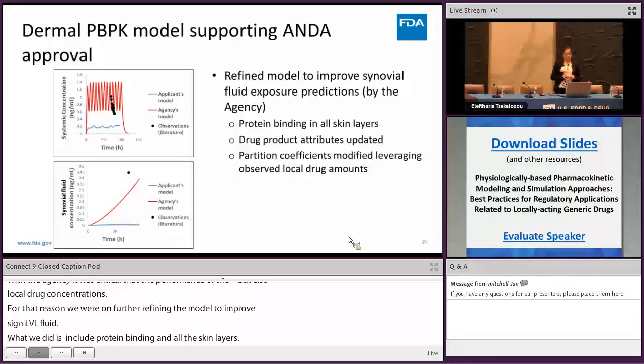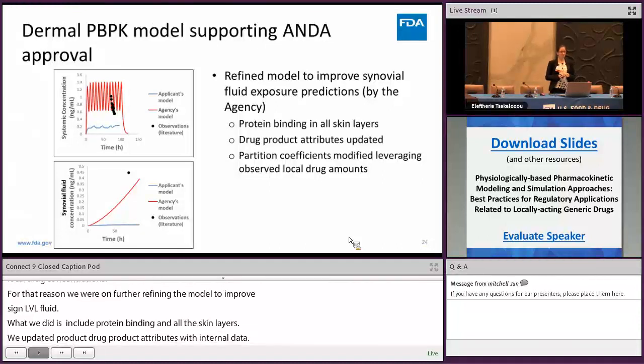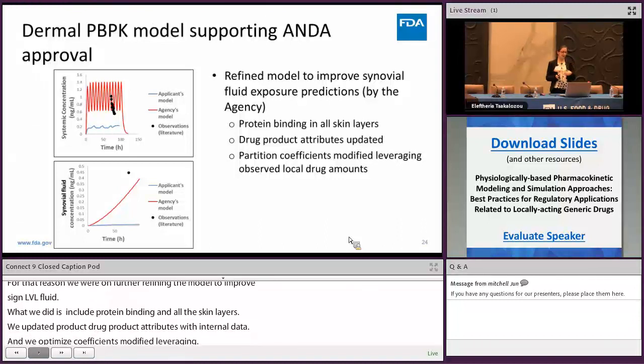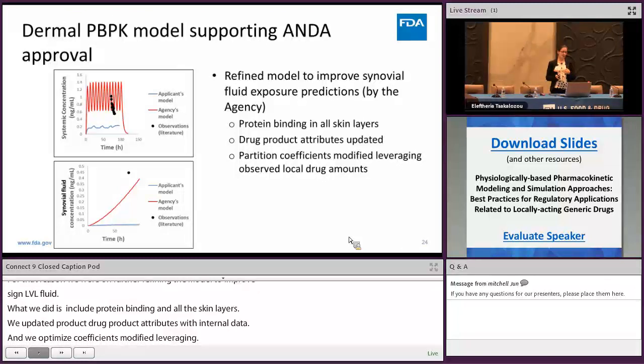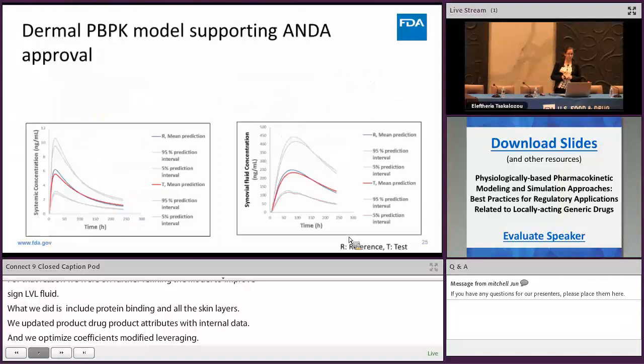And I would like to draw your attention to the lower graph here, where you can see that the black dot is the observed data. The blue line is the applicant's model, and the red line is the agency's model. Its performance was significantly improved.